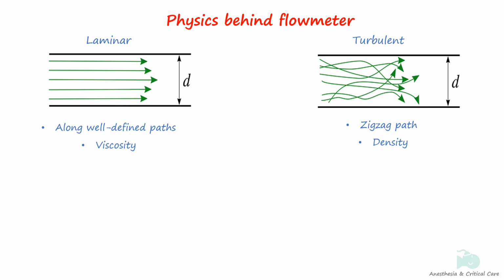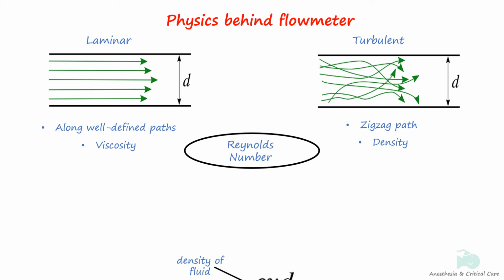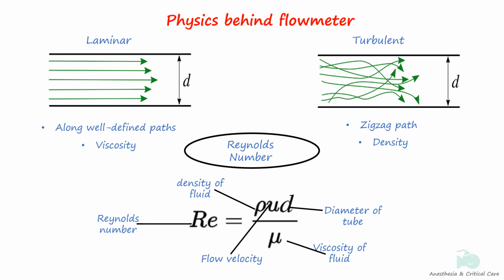The Reynolds number is a dimensionless number that represents the ratio of the inertial force and the viscous force of a fluid. It determines whether the flow of the fluid will be laminar or turbulent. A low Reynolds number of less than 2000 indicates laminar flow, while a high Reynolds number of 2000 and more signifies turbulent flow.